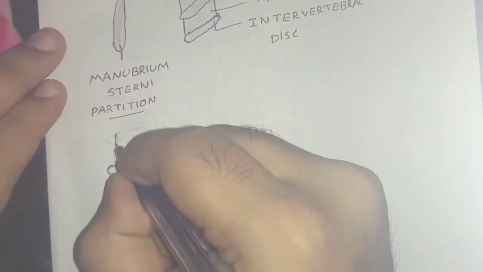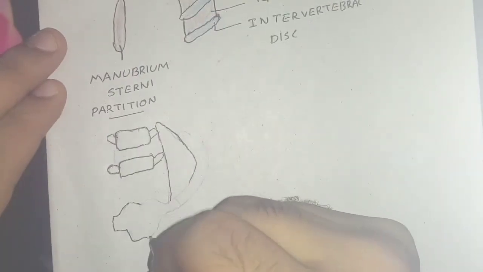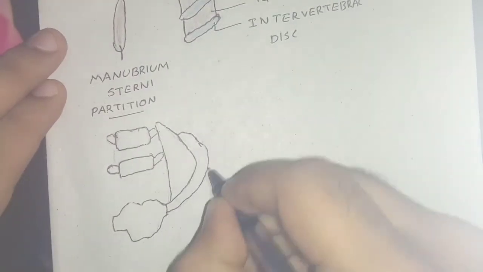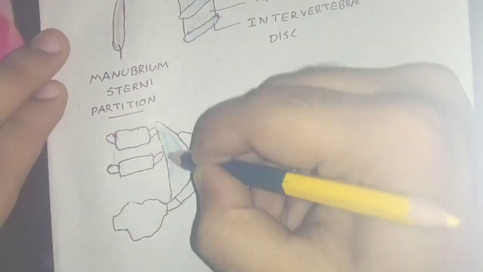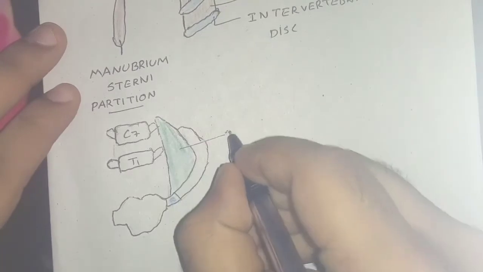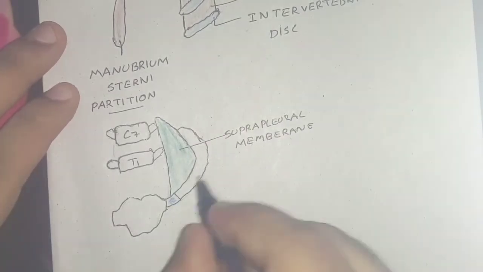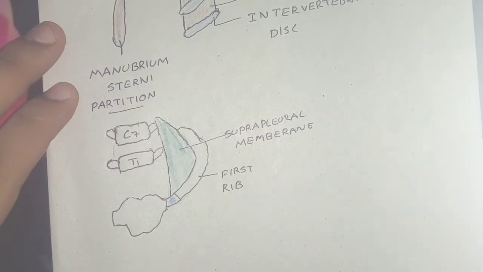Now for the partition. The inlet is partitioned into two halves, right and left, with a cleft in between. Each half is covered by a fascia known as Sibson's fascia or suprapleural membrane. It partly separates the thorax from the neck. The membrane is triangular in shape and its apex is attached to the tip of the transverse process of the seventh cervical vertebra and its base to the inner border of the first rib and its cartilage.